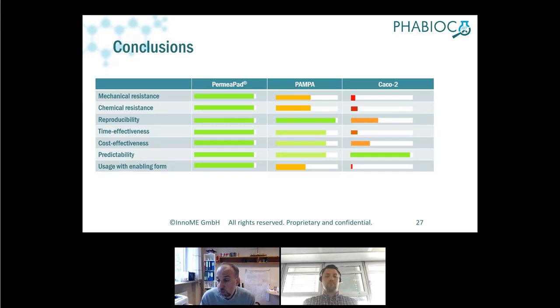But of course, when it comes to usage of enabling formulations and excipients, then Caco-2 is significantly hampered, because Caco-2 cells are killed by most of the surfactants, and the same goes for PAMPA. PAMPA is unstable if we utilize Cremophor, Solutol, or Triton-X, which are aggressive surfactants, whereas PermePad is absolutely stable and can be tested in any condition.